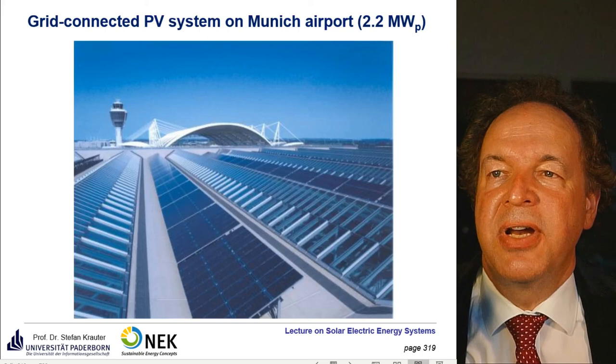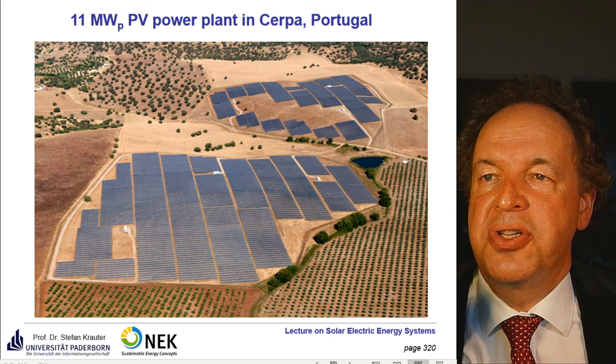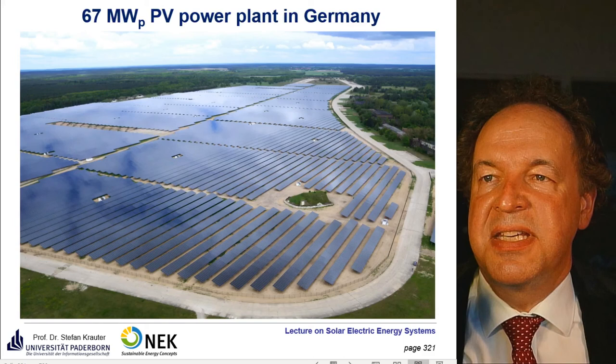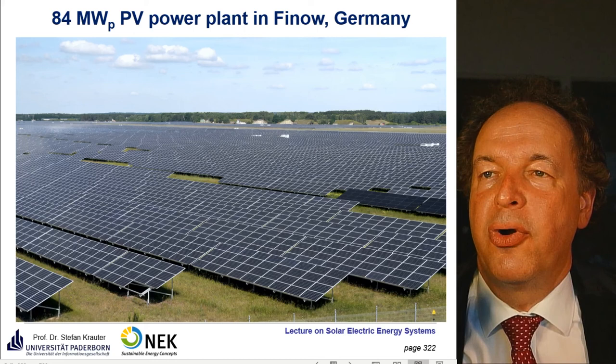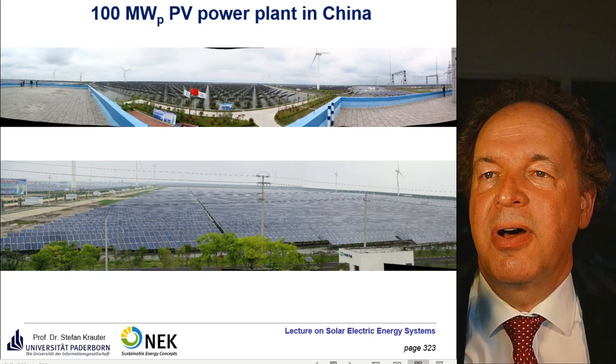This is a grid-connected PV system on the Munich airport with 2.2 megawatt under standard test conditions. This is an 11 megawatt PV power plant in Serpa in Portugal. This is a 67 megawatt power plant in Germany on an old airport. This is north of Berlin, also on an airport, an 84 megawatt PV power plant. And this is a 100 megawatt power plant in China.